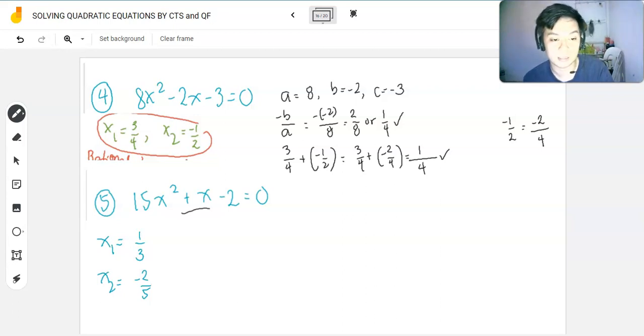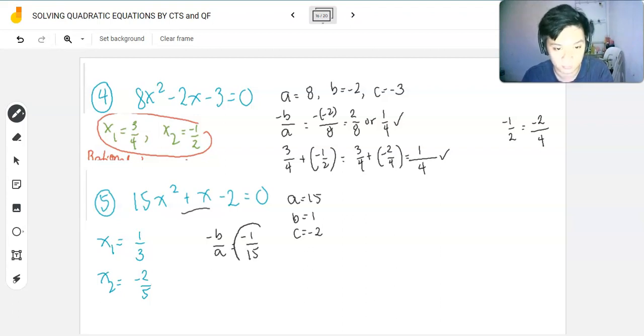At ito nga yung kanina na binigay kong example, yung equation number 5 na ang roots ay 1/3 and negative 2/5. So, ano ang a dito? 15. Ano ang b? 1. Ano yung c? Negative 2. So, anong shortcut nga sa sum? Negative b over a. So, this means negative of 1 over 15. And this is already in its simplest form.